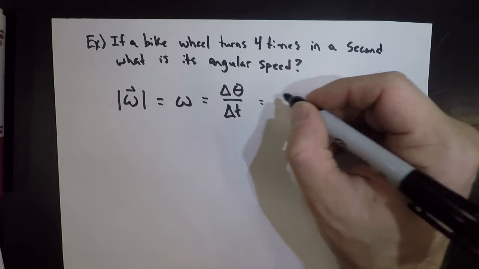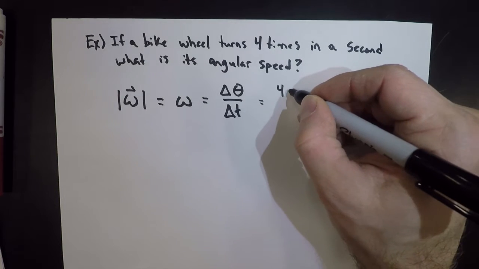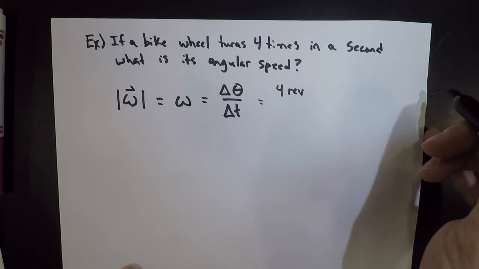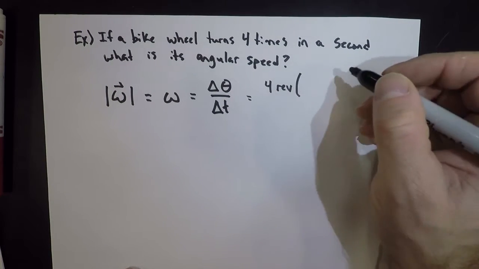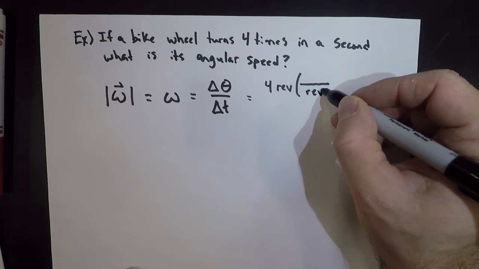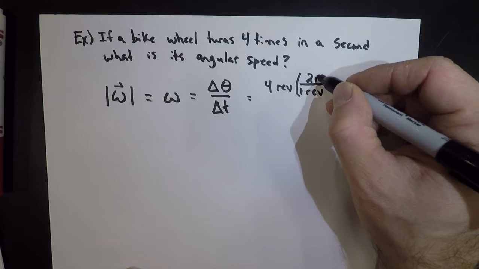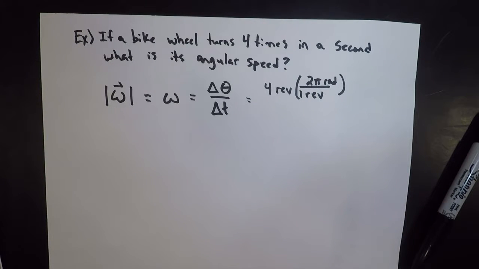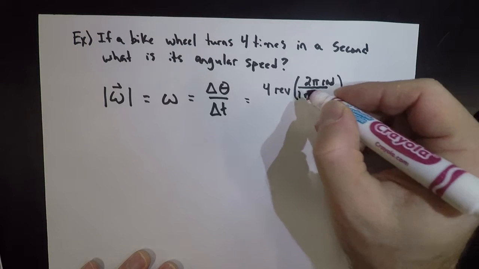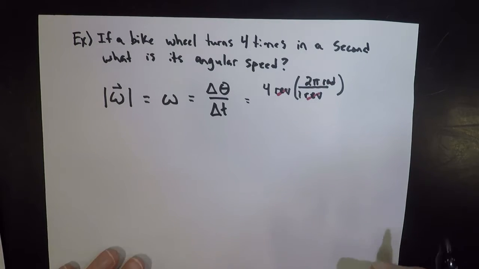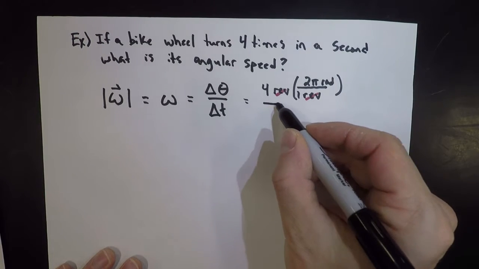So in the numerator, my delta theta, my angular displacement, is 4 revolutions, but the revolution isn't the right unit for angular displacement. So I have to do a dimensional conversion between revolutions and radians. So 1 revolution is the same thing as 2 pi radians. And by multiplying 4 by 2 pi, I can cancel out the revolutions, and I get 8 pi radians as the angular displacement of the object.